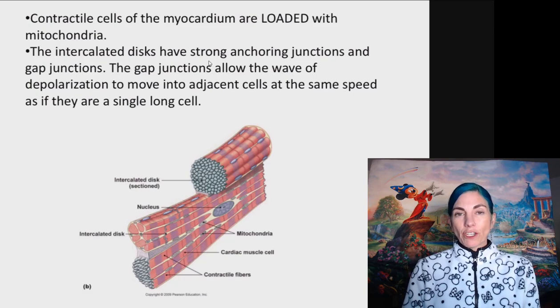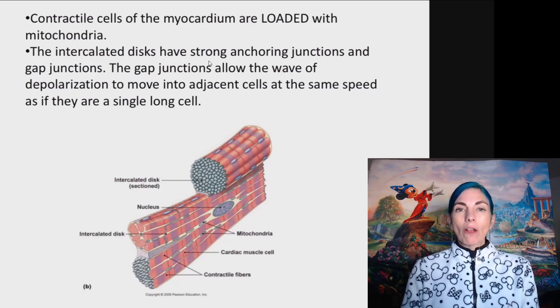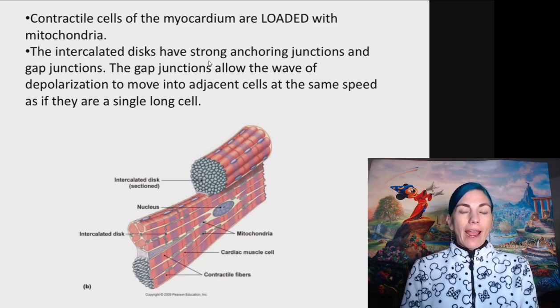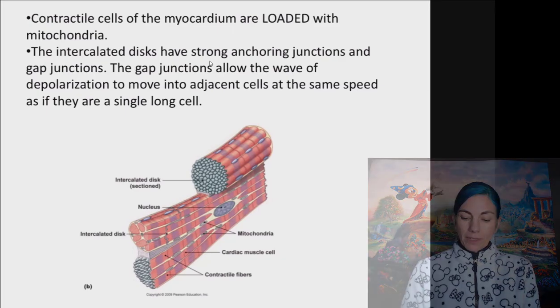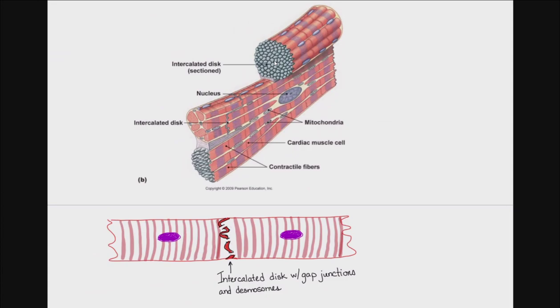But here are some differences. Instead of having one very long cell, myocardial cells are short, and they are arranged in tandem, meaning one right after another. And the connection between these cells are called intercalated discs. So I've gone ahead and drawn 2 myocardial cells here, and the intercalated discs are going to be the junction between one myocardial cell and the next myocardial cell.